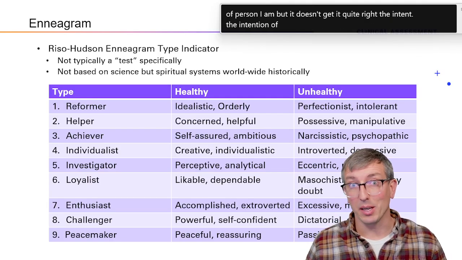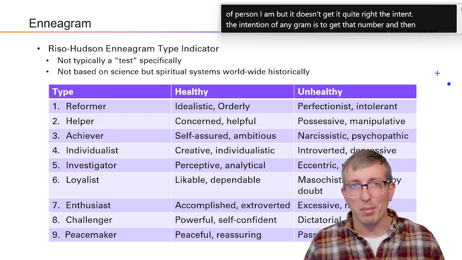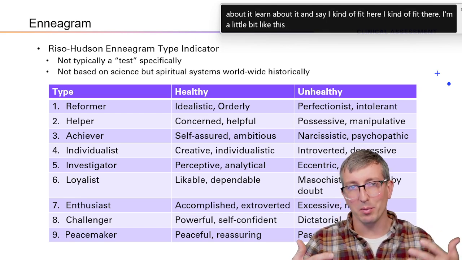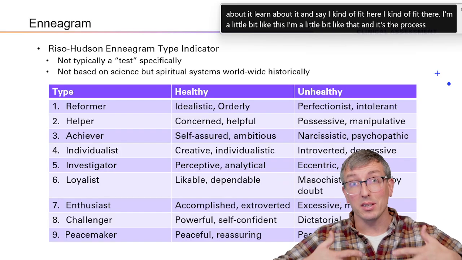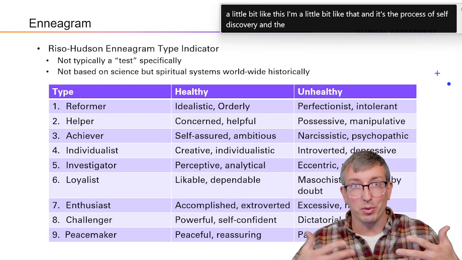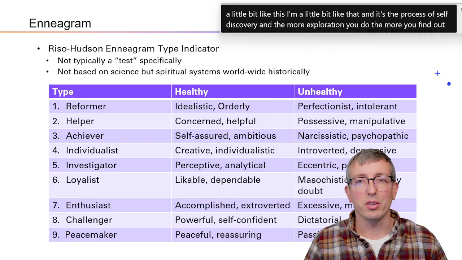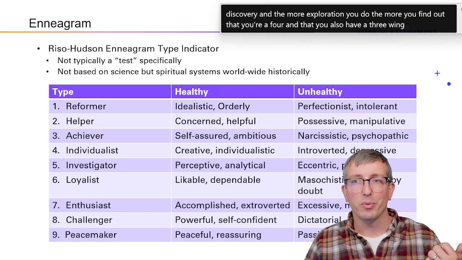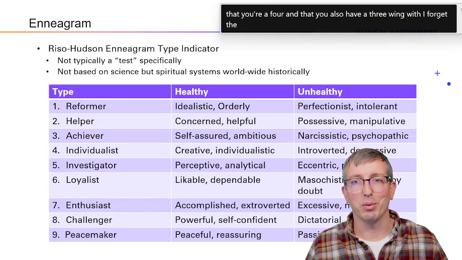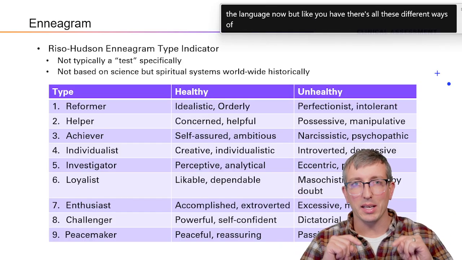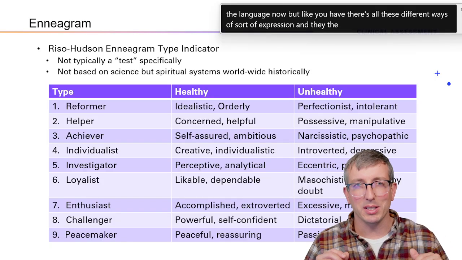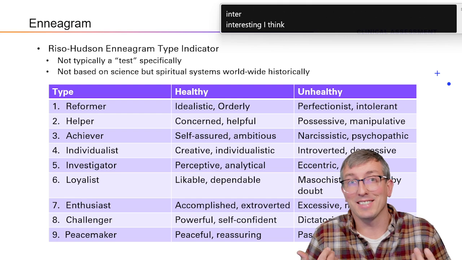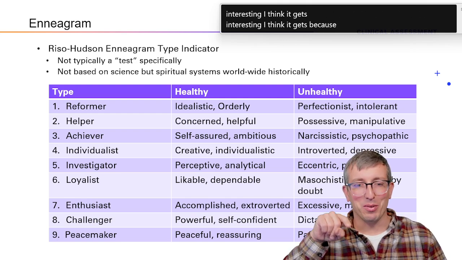The intention of the Enneagram is to get that number and then read about it, learn about it, and say, I kind of fit here, I kind of fit there, I'm a little bit like this, I'm a little bit like that. And it's the process of self-discovery. The more exploration you do, the more you find out that you're a 4 and that you also have a 3 wing, with, I forget the language now, but there are all these different ways of expression. The Enneagram system is really interesting. The more you dig into it, the more interesting I think it gets.